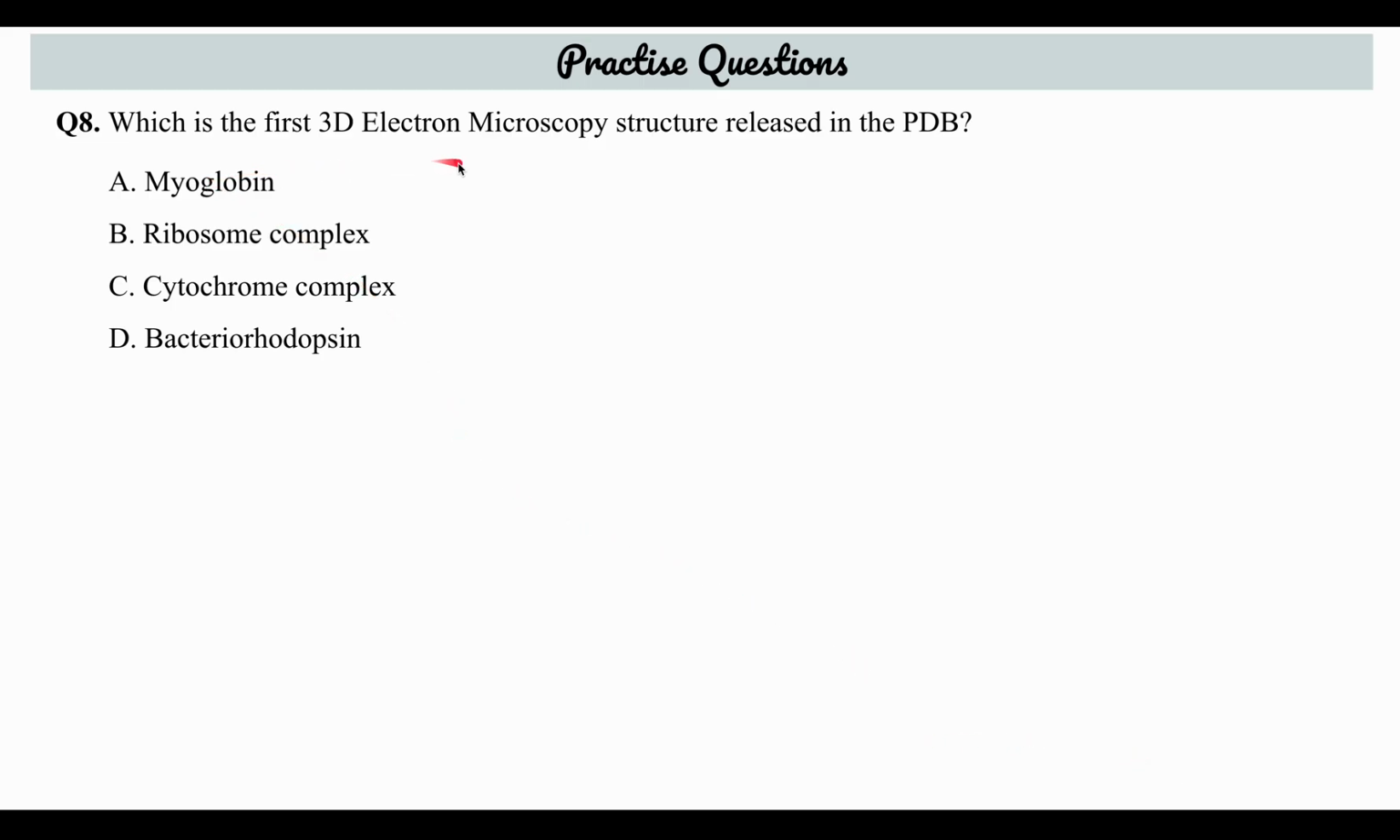Which is the first 3D electron microscopic structure released in the PDB? Option A is myoglobin, option B is ribosome complex, option C is cytochrome complex, and option D is bacteriorhodopsin. Now I'll ask you to focus on this line, which is first 3D electron microscopy, and do not confuse yourself with the first structure released in PDB. You only have to tell the first structure given by electron microscopy which was entered into the PDB. So take some time and then we'll discuss the right answer.